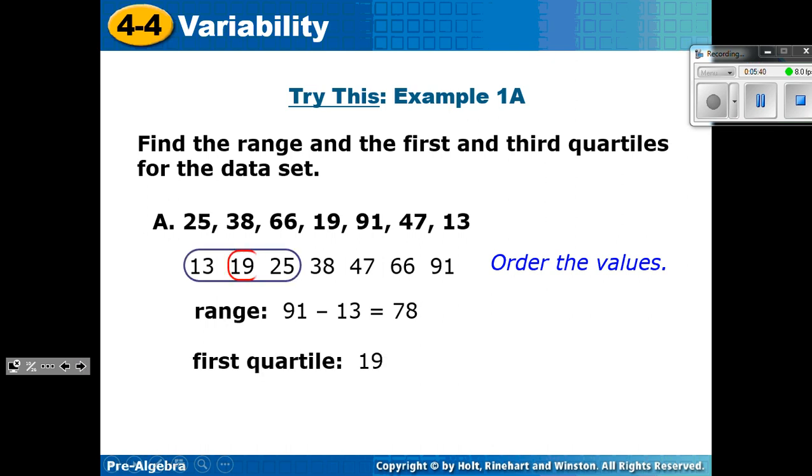And then the first quartile. Notice that we have an odd number of numbers, so this is our median right here. We do not include it in our top half and our bottom half. So our bottom half just has 3 numbers. Clearly the middle one is 19. And then our top half also has 3 numbers, and the middle one is 66. So you've got your first and your third quartiles.